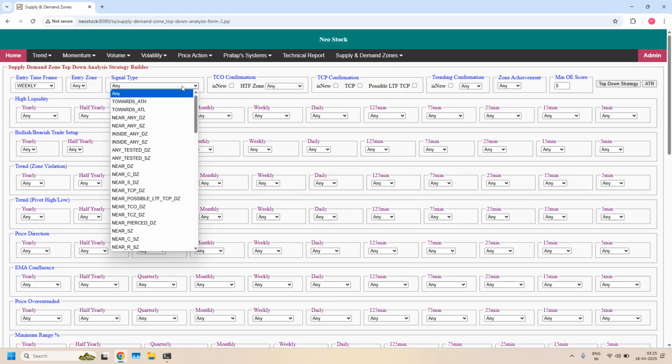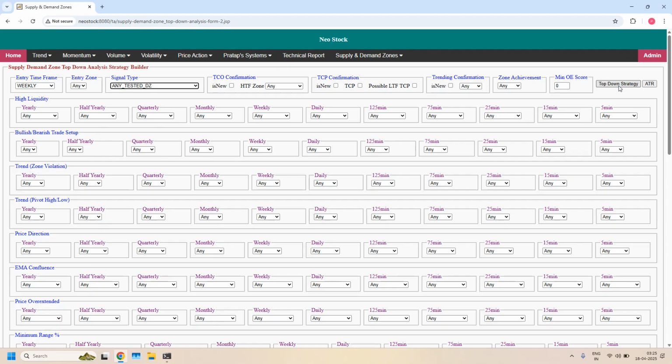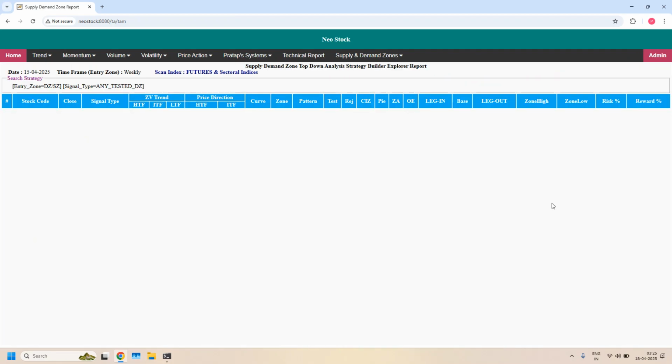Let us identify the tested weekly demand zone. The stocks having tested weekly demand zones. So none of the weekly demand zones are tested during this week.